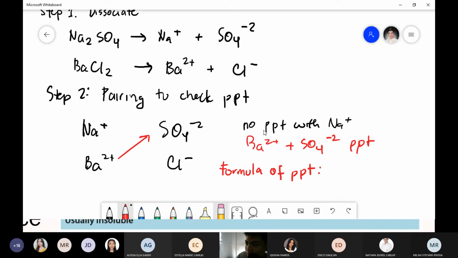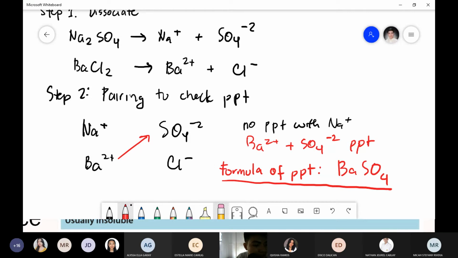So, you just do the crisscross, and ito yung magiging formula mo, BaSO4. Yung 2, maka-cancel out yan, kasi magiging ganito yan. Again, if same yung subscript, you can just remove them and combine them. Barium sulfate. Ayan, so ito yung precipitate. May precipitate tayo na buo.